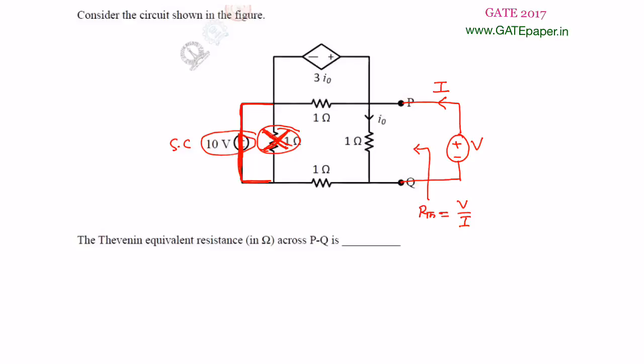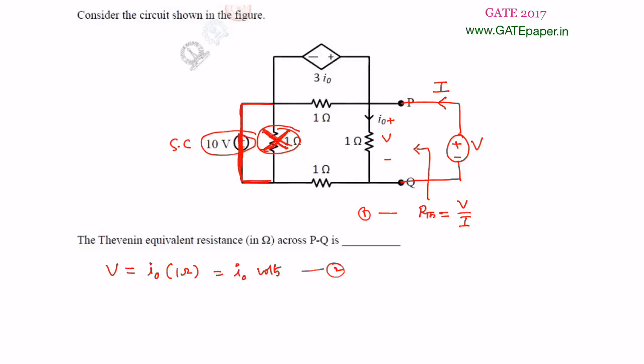So we are going to calculate now what V is and what I is from this circuit, and then you can calculate RTH. First step, since you are applying a voltage V across the P and Q terminals, the voltage across this 1 ohm is also V, because both are in parallel. So the first equation you can write: V is equal to the voltage drop across 1 ohm. Voltage drop across 1 ohm means I naught into 1 ohm, so V is equal to I naught volts. This is the first equation.